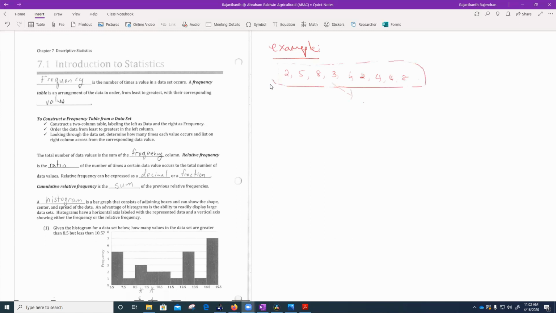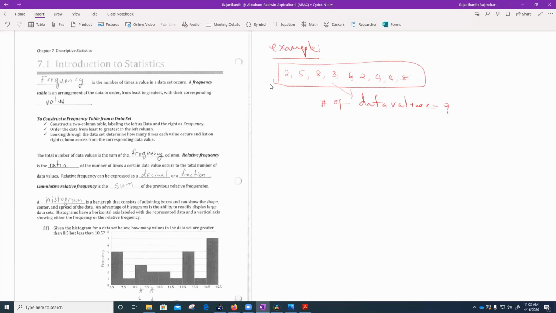So how many data values are here? The number of data values. Just count: 1, 2, 3, 4, 5, 6, 7, 8, 9 data values, right? 9. Okay. So the frequency means you have to count how many times each data value occurs. The number of times each data value occurs is the frequency for that particular data value, right?